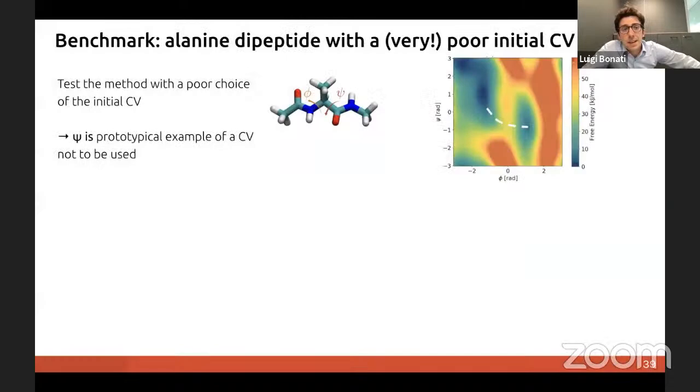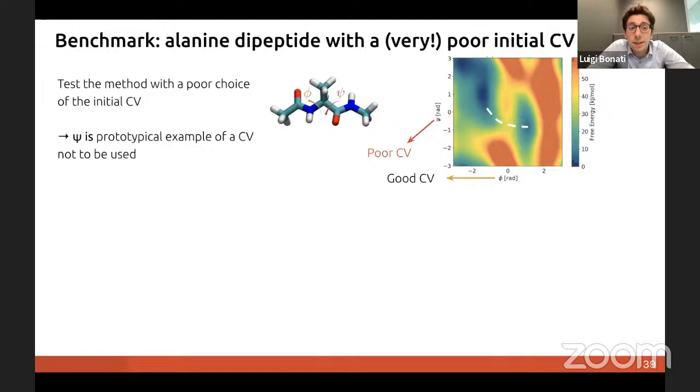As an example, we can consider the RNA peptide, which, especially for those of you who attended the previous masterclass, I think you know already very well. This small molecule is often used as a benchmark for enhanced sampling methods. And it has two states, which are well described by the pair of torsional angles phi and psi. In particular, the phi angle is an almost ideal CV, while the psi one is actually a poor one. It's often described as the prototypical example of a collective variable which should not be used.